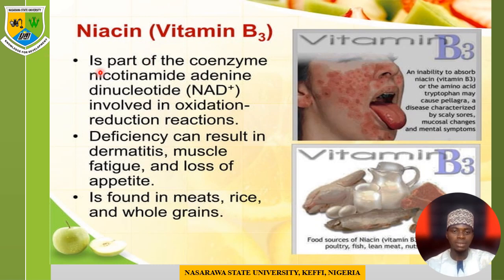Vitamin B3, niacin, is part of the coenzyme nicotinamide adenine dinucleotide involved in oxidation-reduction reactions. Deficiency can result in dermatitis, muscle fatigue, and loss of appetite. It is found in meat, rice, and whole grains. So you can see all these rashes occur as a result of deficiency of vitamin B3.